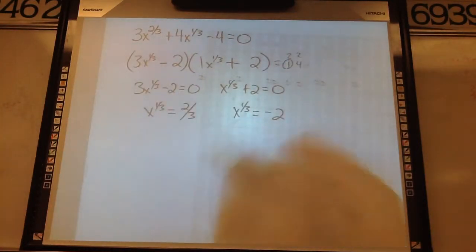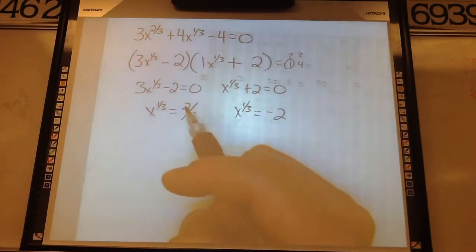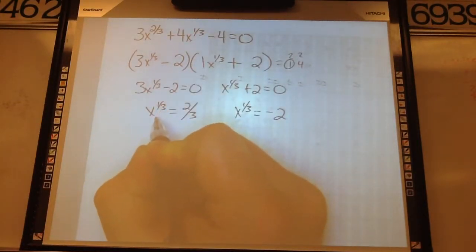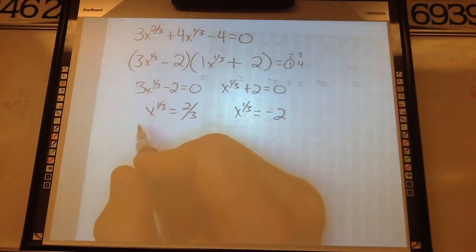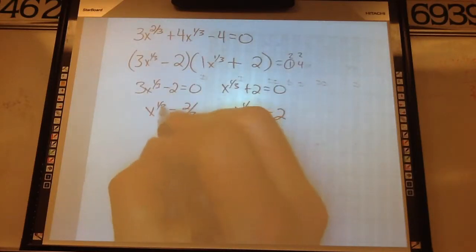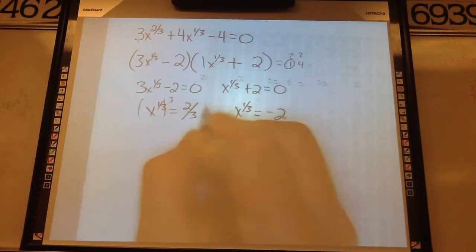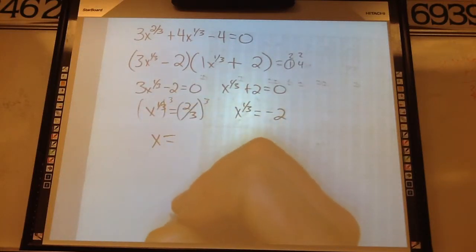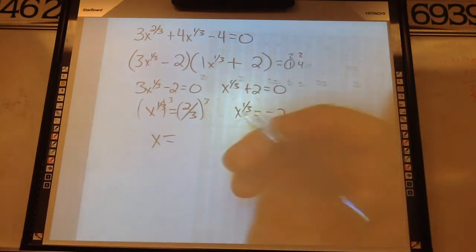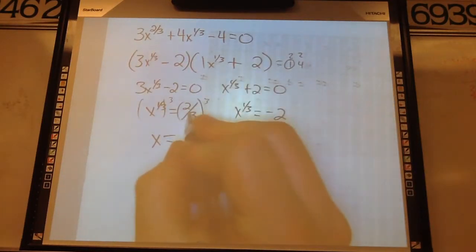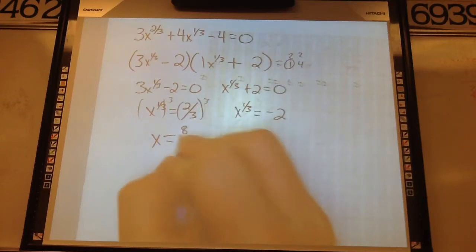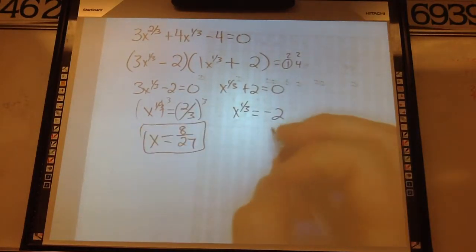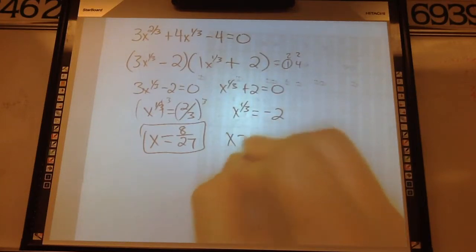What do we have to do? What's the last thing? Third root? That is third root. Cube it. Do third power. That's the opposite, because if I do both of these to the third power, then I'll just have x. Right? The opposite of third root is third power. 2/3 to the third power, what is that? 8/27. Nice answer there. And -8.